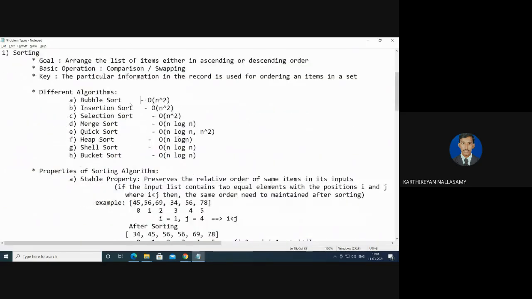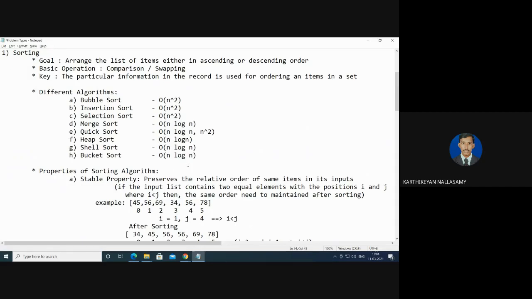From that we can easily predict that even for merge sort, the only problem is the memory space. That means we need additional memory spaces, so merge sort is not coming under in-place property. Even bucket sort is also not coming under in-place property, because we need more amount of memory.